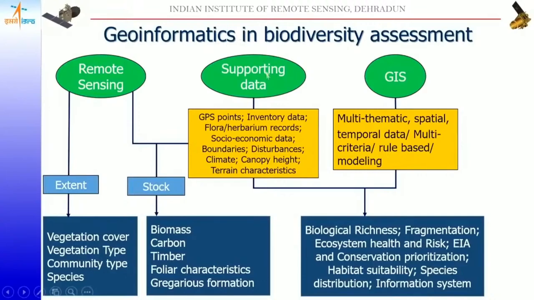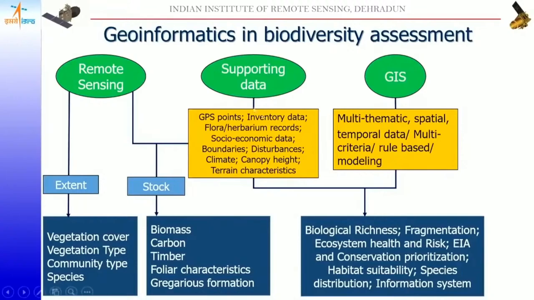And with inputs from supporting data like ground truth points, inventory data, or old records, the flora, herbarium, because these are also important. They have some mentions about the local area or the locations of a particular species. Then the socio-economic data, the different administrative boundaries, the disturbances, the impacts of human beings, the climate, the canopy height measured through different instruments, and the terrain characteristics, that is, the elevation and the patterns of slope and aspect.